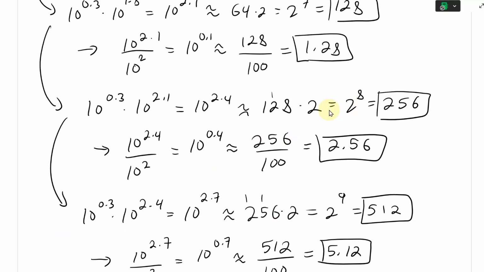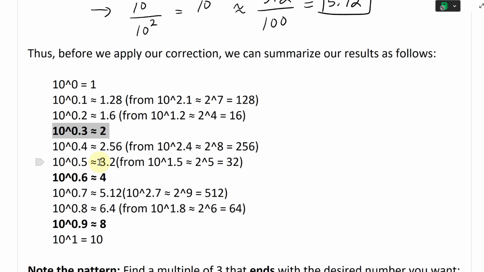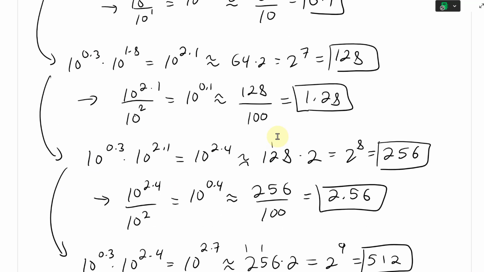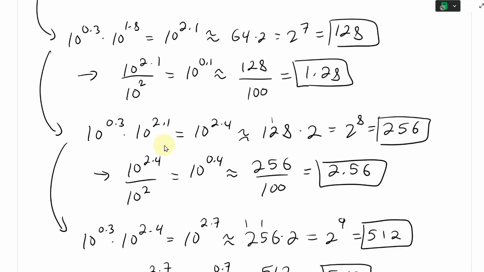So that was right here, 2 to the 8. And this is 2 to the 8, we get this 10 to the 2.4. Divide this out by 10 to the 2, get 10 to the power of 0.4, 2.56. All right, the next one is 3.2. That's 10 to the 5, 3.2, and we have this over here, 2 to the 5. Yeah, 3.2 to 10 to the 0.5.